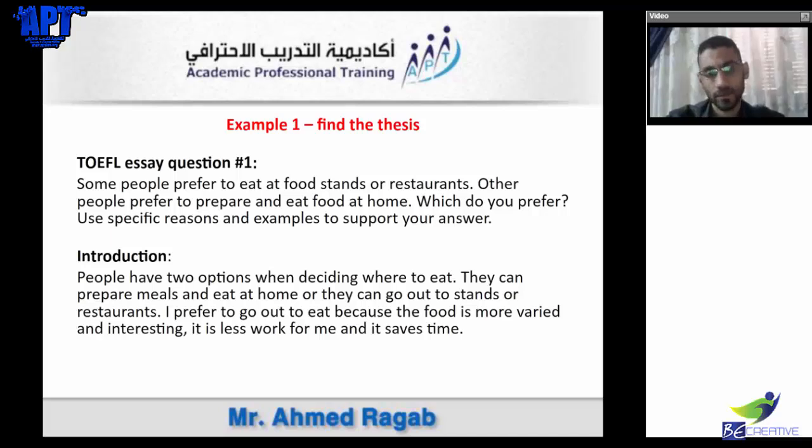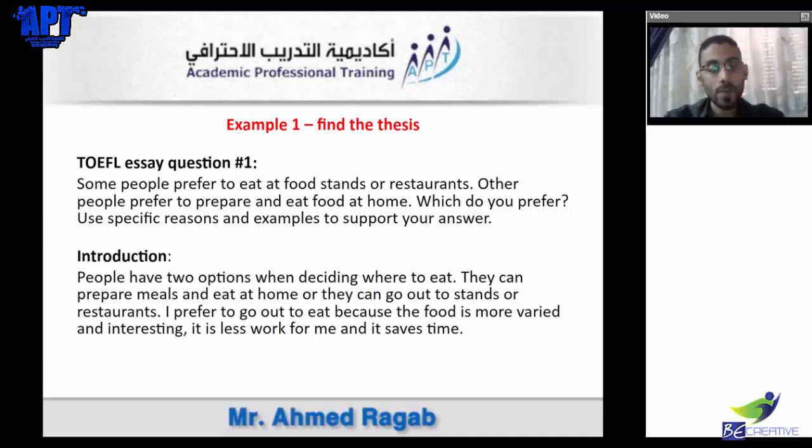Let's see that example. Find the thesis in this thing. The question is like this. Some people prefer to eat at food stands and restaurants. Other people prefer to prepare and eat food at home. Which do you prefer? Use specific reasons and examples to support your answer.